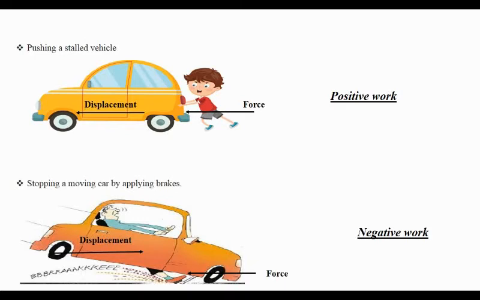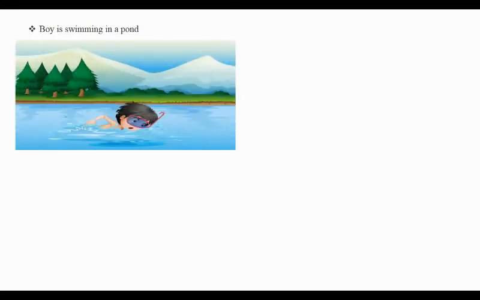Now another example: a boy is swimming in a pond. The boy applies force in the backward direction and his motion is in the forward direction. In that case, both force and displacement are opposite to each other. Then the angle between them is 180 degrees. When the angle between force and displacement is 180 degrees, then the work done is negative work. In that case, the work done is negative.